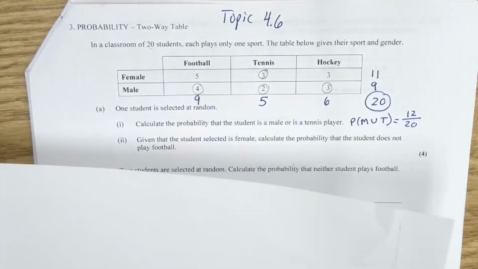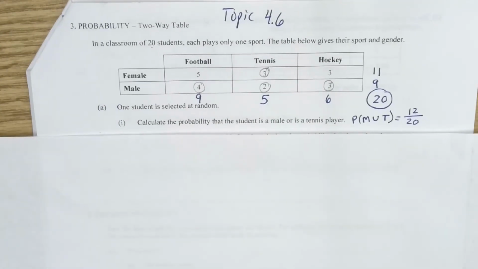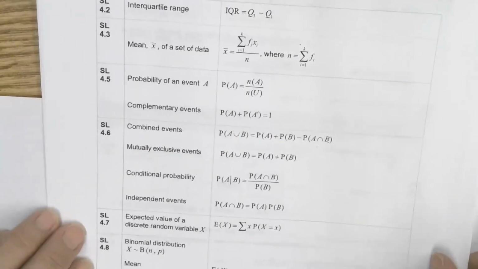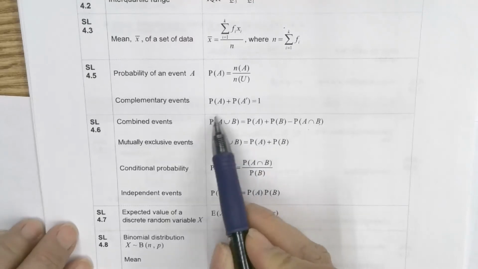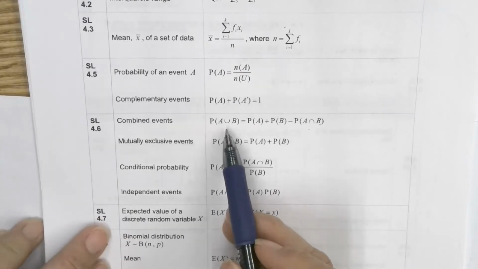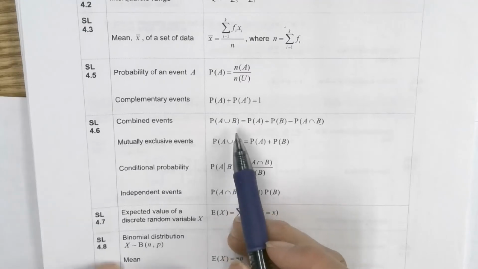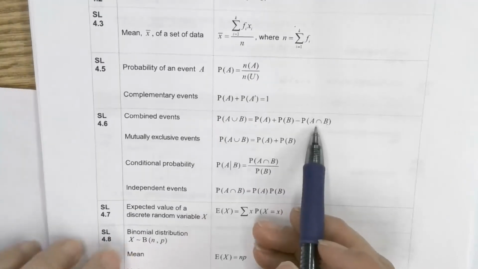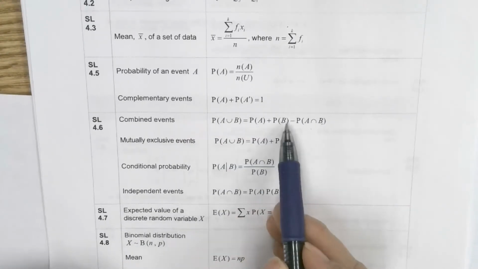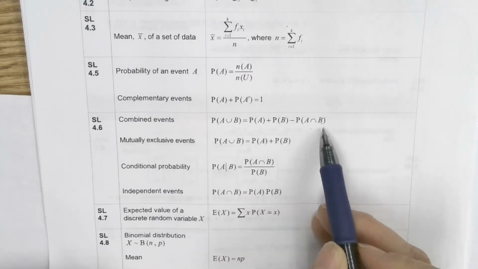What if I wanted to show this exact same problem, but I wanted to use my formula? And the formula that I'm talking about is the combined events formula. This is in your formula packet under topic 4.6. And it is a formula that relates your union to your intersection. And so assuming that we don't know anything about whether the events are independent or otherwise, we can make connections between the union and the intersection, meaning that the probability that A or B happened would be the sum of probability of A plus probability of B minus the probability that they both happened.